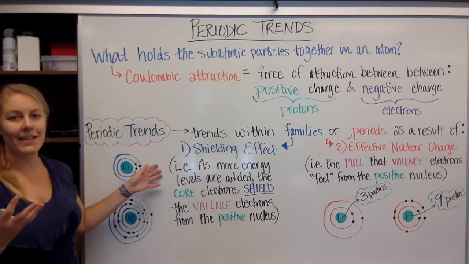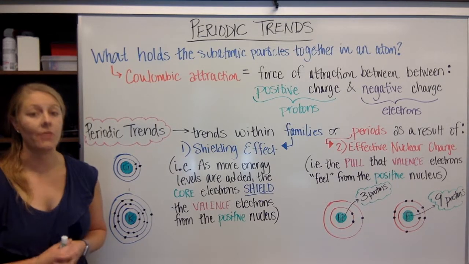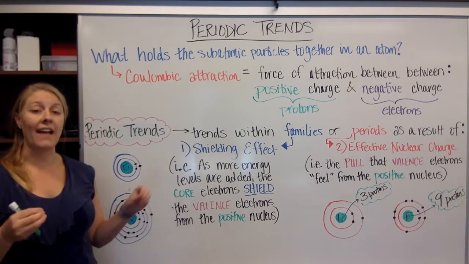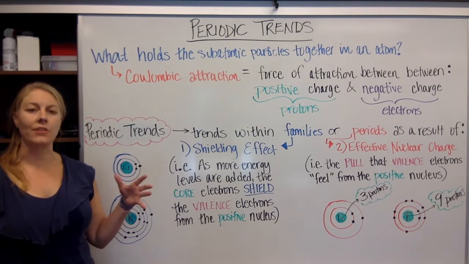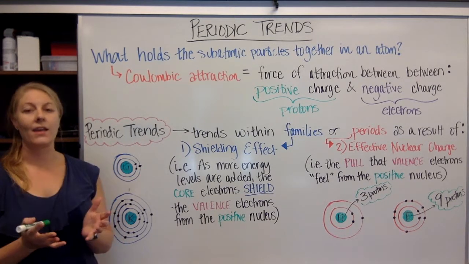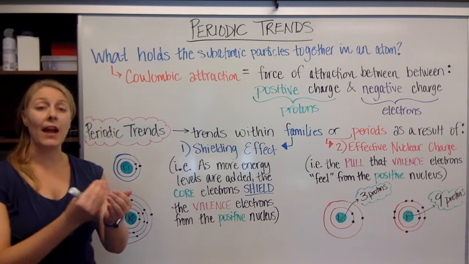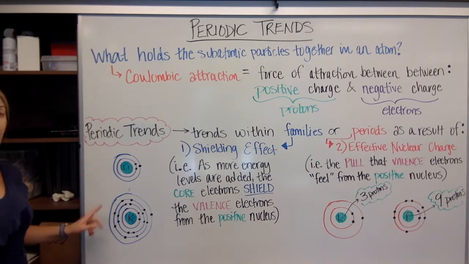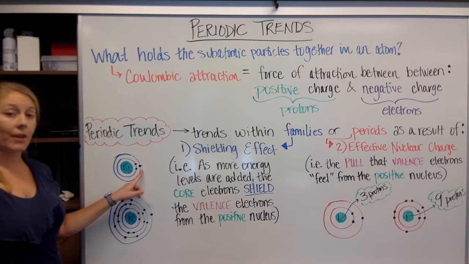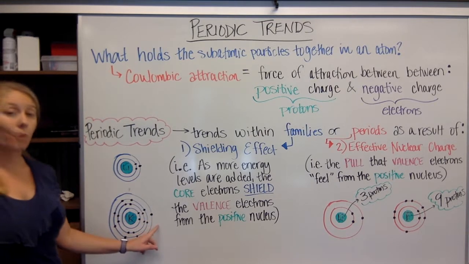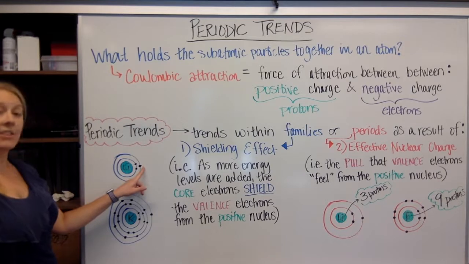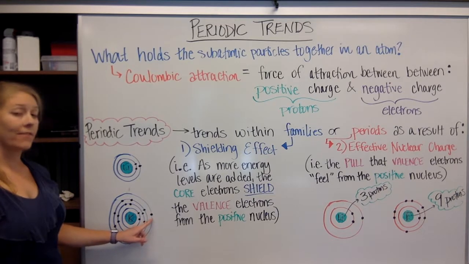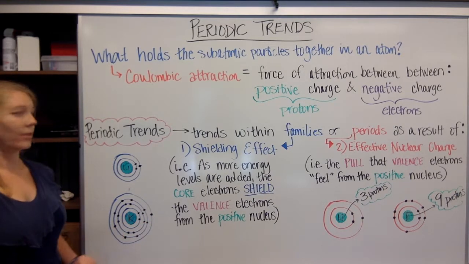The same idea is what we see with the shielding effect in an atom. So as more energy levels are added to the atom, those core electrons actually shield or block the valence electrons from the positive nucleus. They're getting in the way of the valence electrons being attracted to that positive nucleus. We can see that with lithium and potassium. They're both alkali metals, but lithium has 2 energy levels, and potassium has 4. So lithium has much less shielding effect than potassium because potassium has all these core electrons that are getting in the way of this valence electron's pull to the positive nucleus.